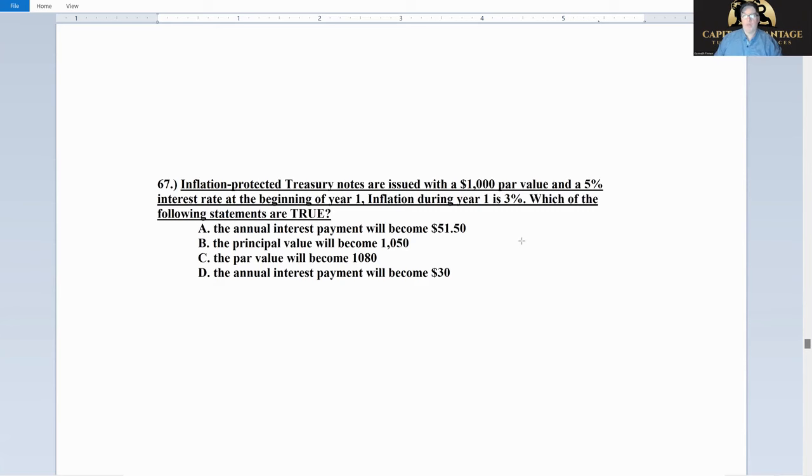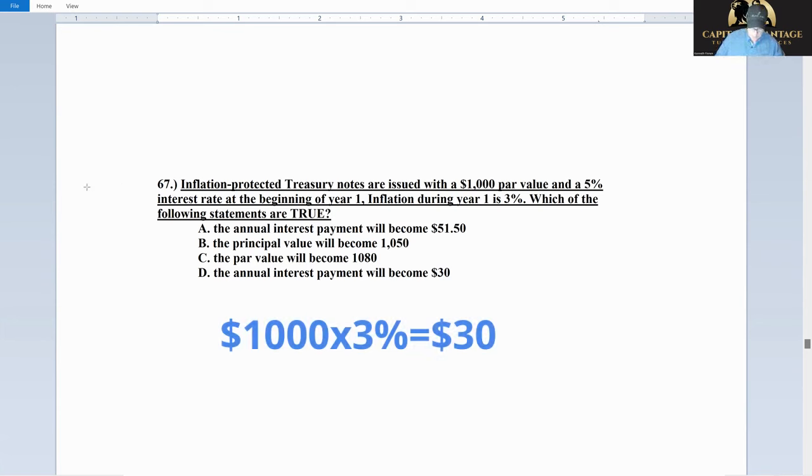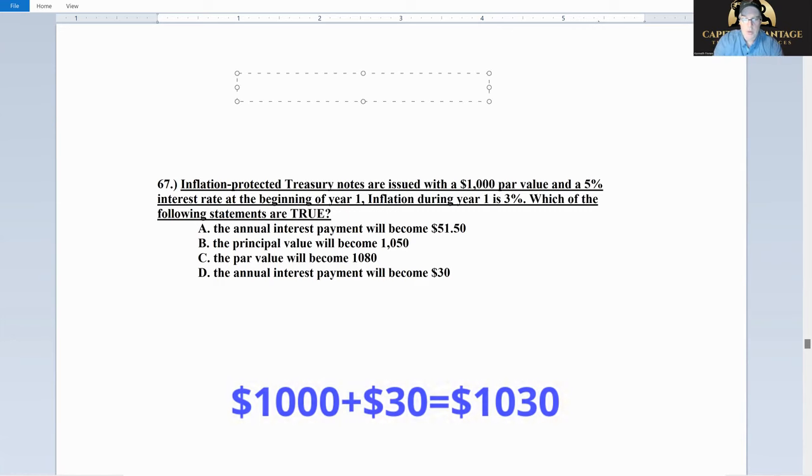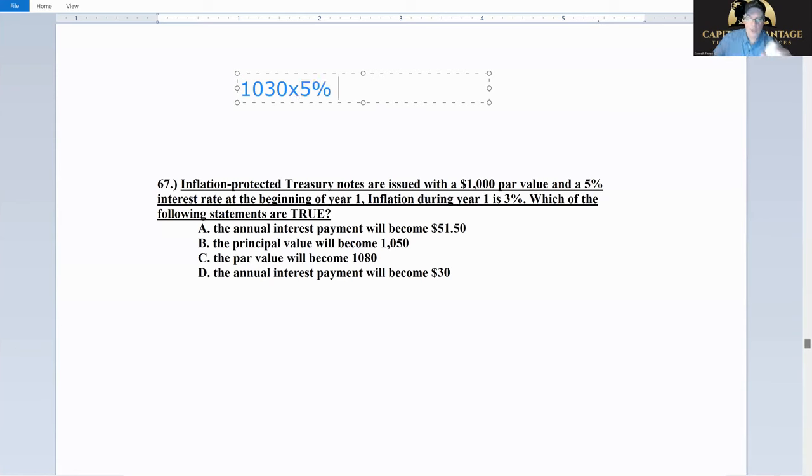So now, I have a 3% inflation rate. So I'm going to bump up my par value, which is 1,000. I'm going to do 1,000 times 3%. That gives me 30. So my new par value is 1,000 plus 30, 1,030. This is the easy part, right? And then the coupon doesn't change, times 5%. So what is that going to be? 1,030 times 5% equals 51.50. Boom. So that's the answer. That's what you're going to get every year. And if they said semi-annually, you would do 51.5 divided by 2, be 25.75.